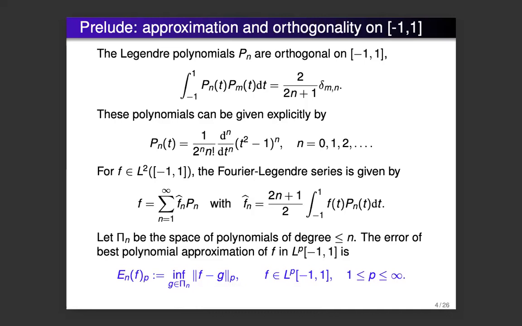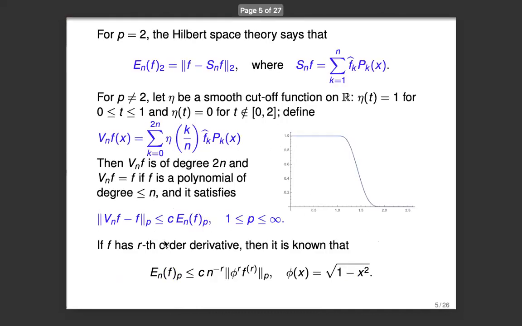What we wrote down before can be thought of as the following. For p equal to 2, the Hilbert space which we described on the first page basically says that your error is equal to the norm of f minus S_n f in L2, where S_n is just the partial sum. You may ask your question: okay, L2, that's too much. How about L^p? How about the uniform norm?